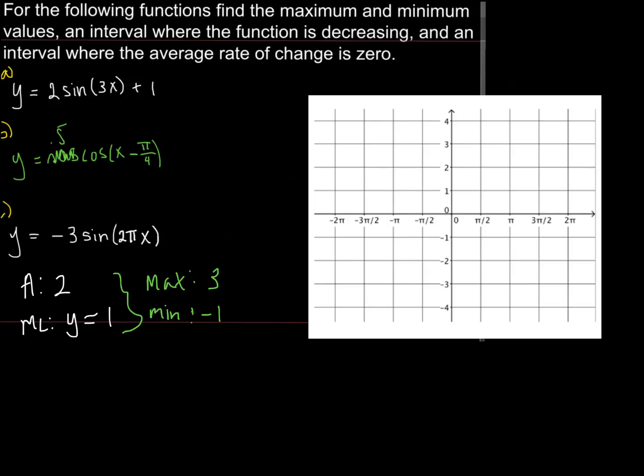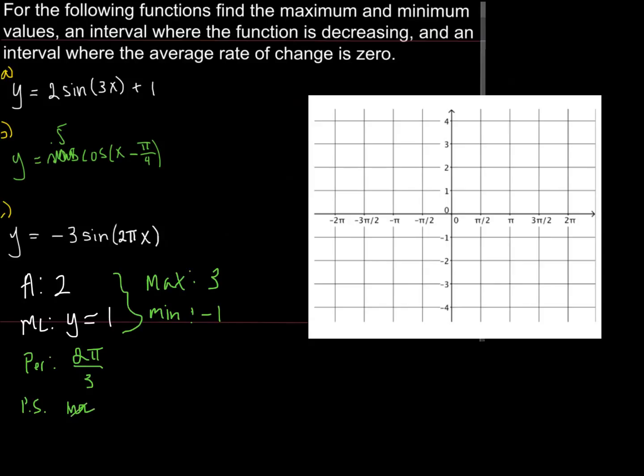At this point, I'm probably going to want to go ahead and sketch a graph of my function in order to figure out the other two pieces. So in order to do that, I want to also consider the period, which is 2 pi divided by the absolute value of b, which is 3. So the period is 2 pi over 3, and there is no phase shift. Okay.